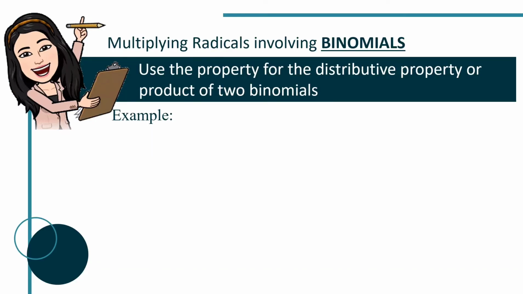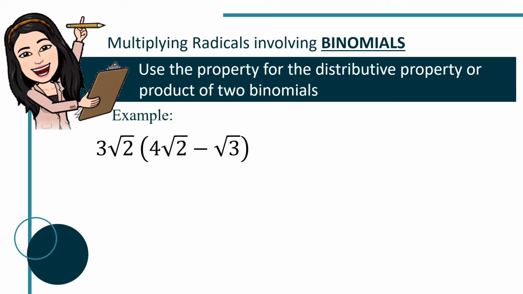Okay, so this time, let us move on with the third case in multiplying radicals, and that is by involving binomials. So, paano naman kapag binomials yung given? Just like multiplying polynomials, we just need to use the distributive property or the product of two binomials. So, let's have this example. Our given is 3 square root of 2 multiplied by 4 square root of 2 minus square root of 3. So, alin dyan ang binomial?